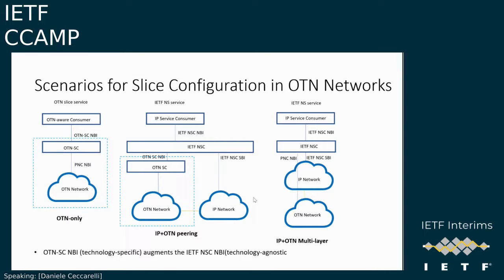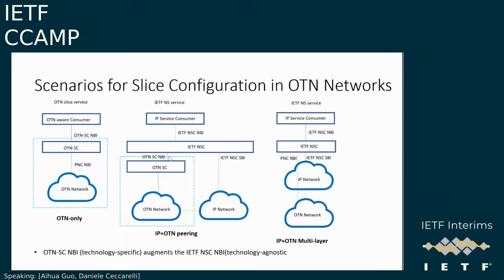So actually, I understand that the first use case, OTN only, where we need the OTNSC to be a sort of gateway between the consumer and the network. So I understand why we need an OTNSC NBI over there, but in the picture in the middle, since the IETF NSC has an SBI that is capable of directly interacting with the IP network, couldn't we have the same for the OTN network? In other words, yes, exactly, that one. Couldn't that be another NSC SBI?